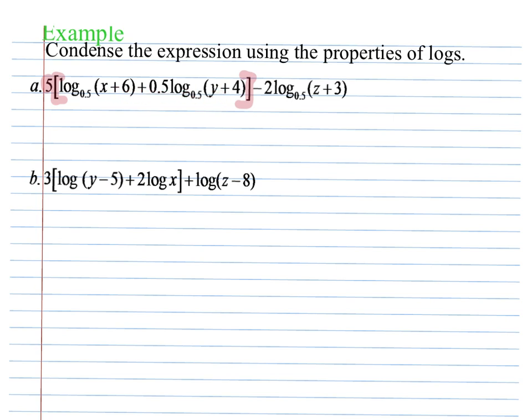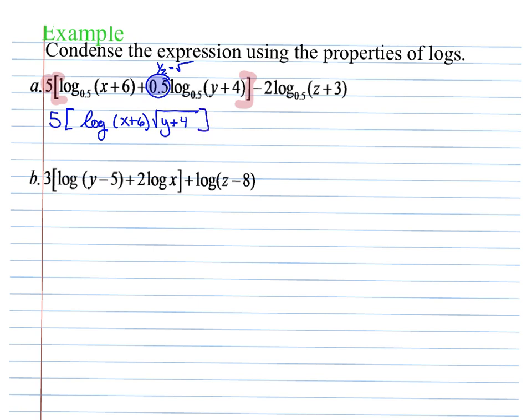But don't forget, because I did it when I was doing mine first, there's also another 0.5 right there. We know that 0.5 is the same thing as a half, which in an exponent, a half means it's a square root. So now we have 5 log of x plus 6, and the square root of y plus 4. And the reason that it's a square root is because of this 0.5.